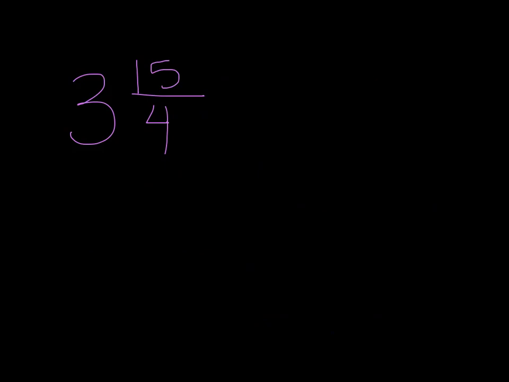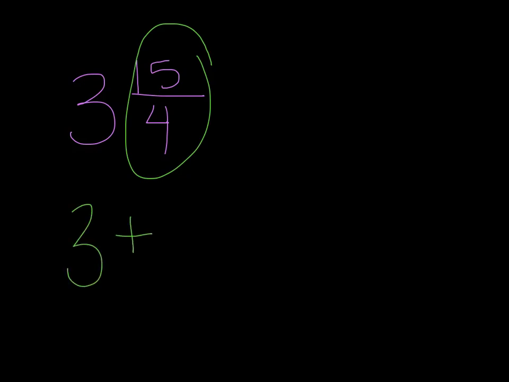Here's our last example, 3 15/4. So first we need to check, is our fraction a regular fraction or is it an improper fraction? So as you can see, it's an improper fraction. So we need to treat it like an improper fraction. So first we need to bring down our 3 plus, and then we have to figure out what our improper fraction equals as a mixed number. So 15 divided by 4. Let's type that in on your calculator. You should have gotten 3.75.